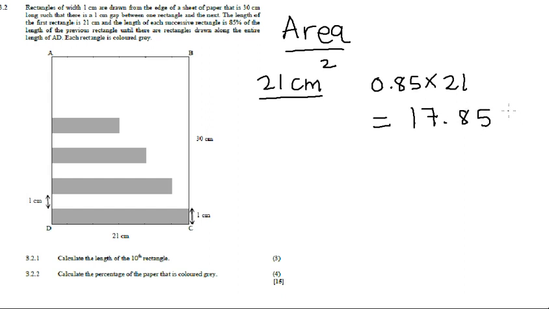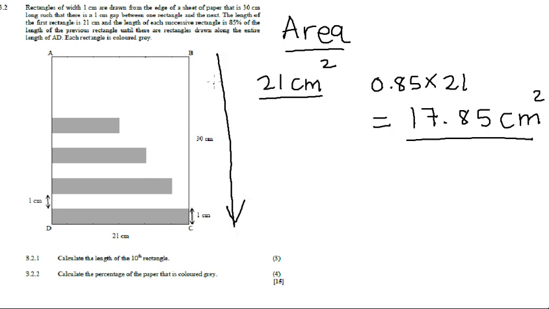And so how many of these gray rectangles will there be? If the length of the page is 30 centimeters and the gap between each rectangle is 1 centimeter and the rectangles themselves are 1 centimeter in width, it means you can fit 15 of these on one page. So there will be 15 of these shaded rectangles.